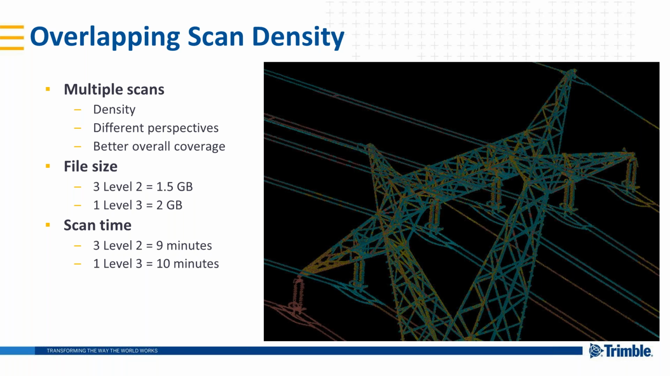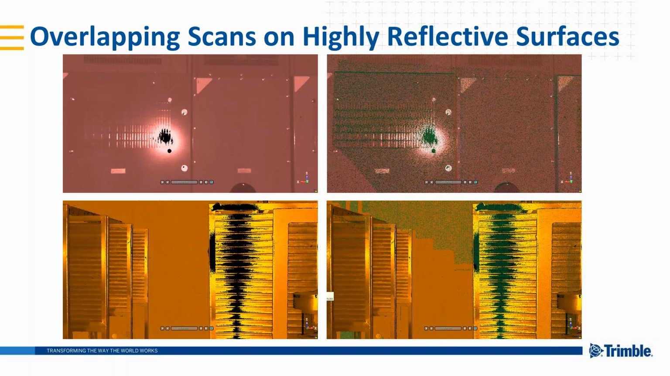For comparison, the file size and scan time of 3 Level 2 scans versus 1 Level 3 scan shows the total file size is smaller and the scan time is slightly less. Now, you would need to account for additional setup time, but setups normally don't take longer than a minute per station. And overlapping scans can also fill in areas that are not captured on highly reflective surfaces.